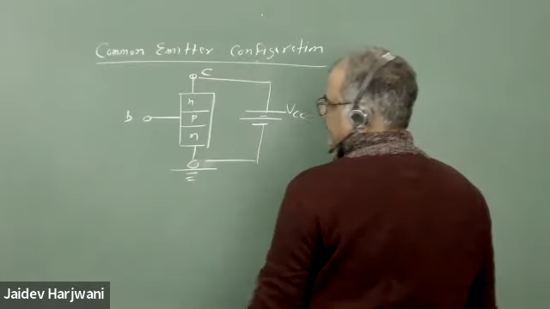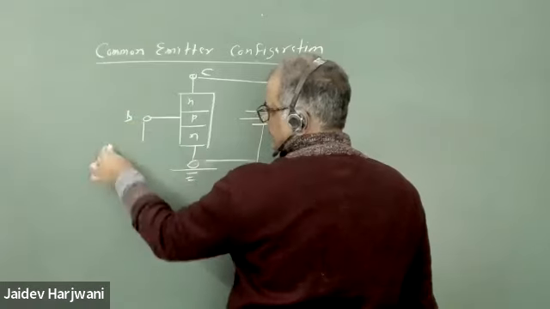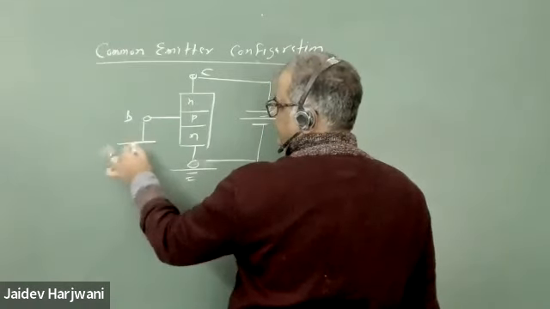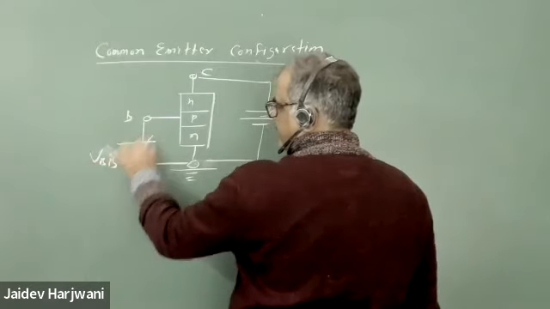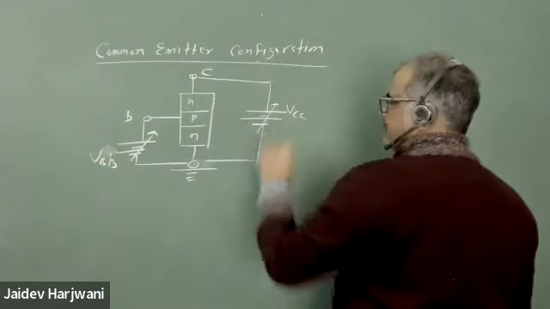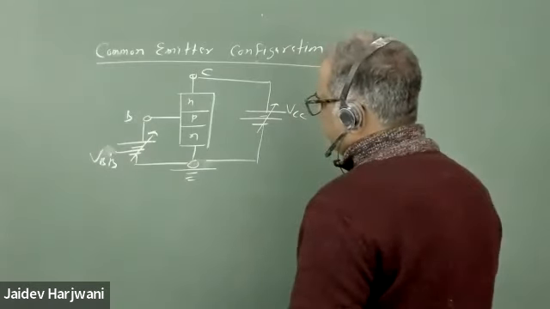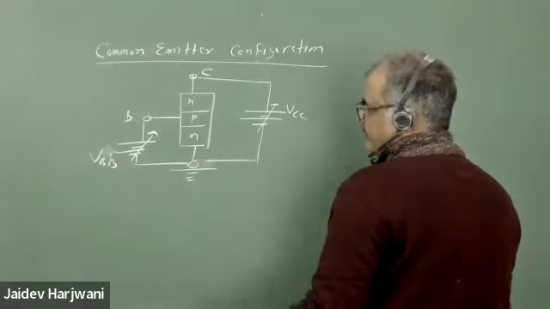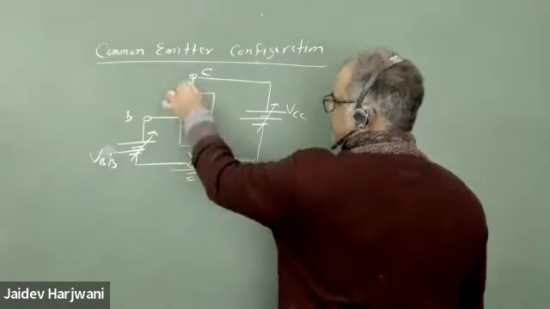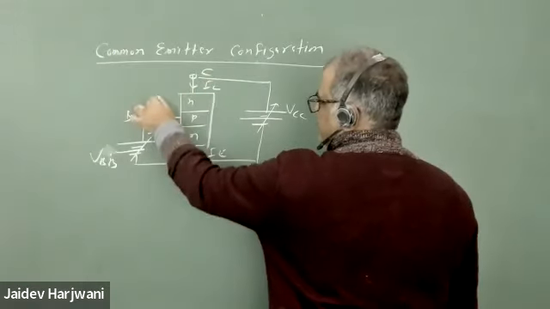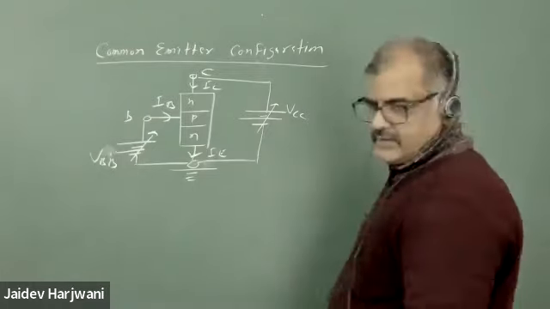And here I'm applying to the base a battery which should be forward biased. So this battery call VBB. Now this is your common emitter configuration, NPN transistor. In an NPN transistor, current will flow from P to N. So current will go out this side, IE. IC will come inside, IB also comes inside. This is a common emitter configuration.